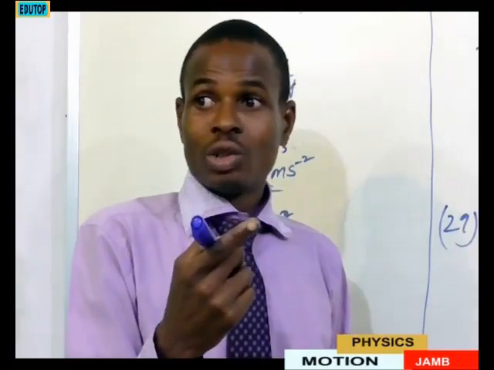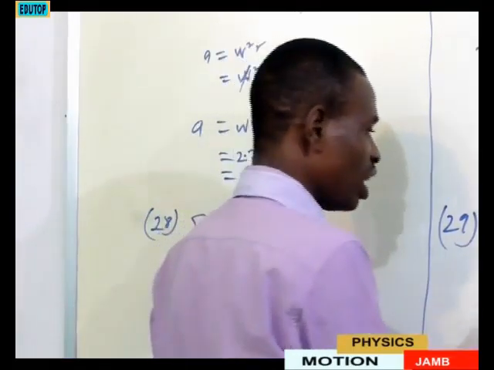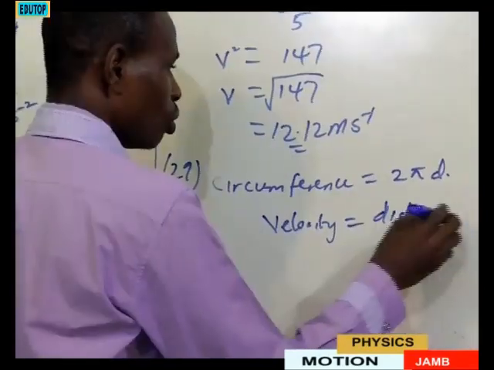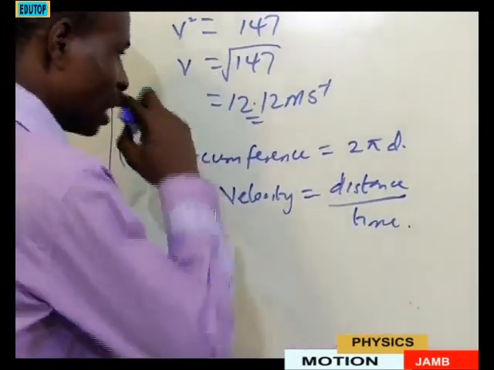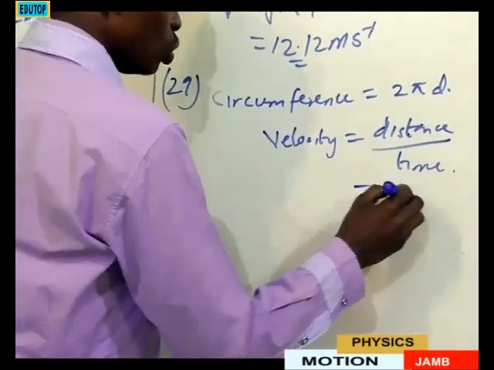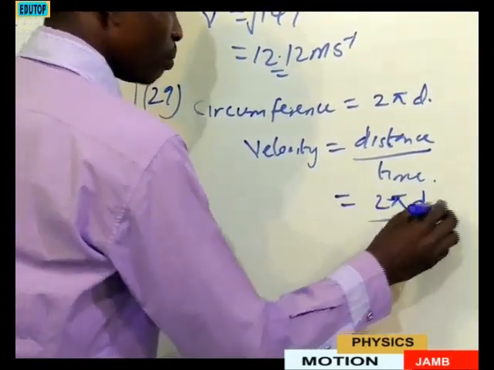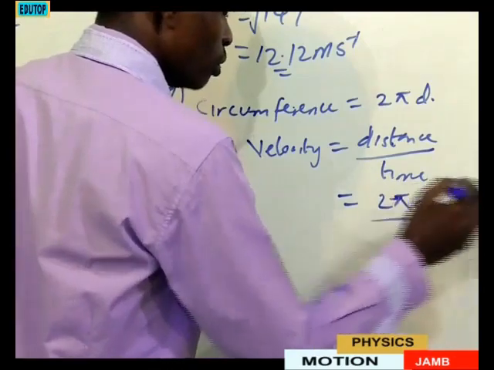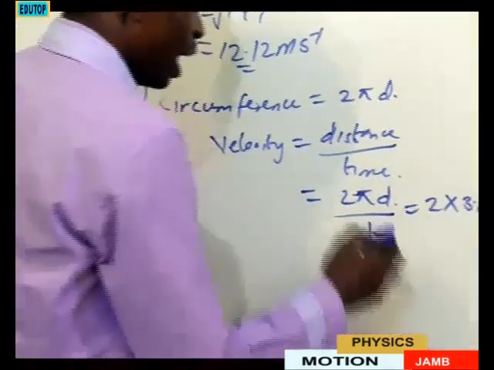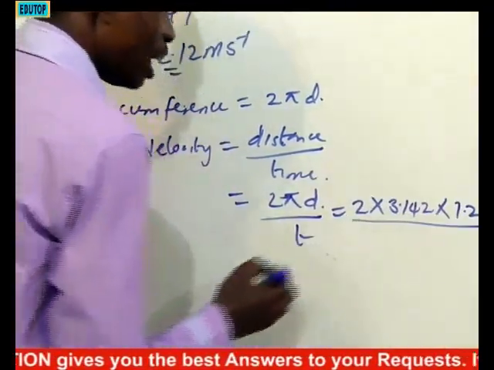That's what it means. So we are told to calculate the velocity, and you know normally velocity is equal to distance over time. In this case, we are going to take our circumference as distance. It's going to be pi d divided by time. And this is going to be pi, which is 3.142, and the diameter in the equation is 1.2, divided by the time.